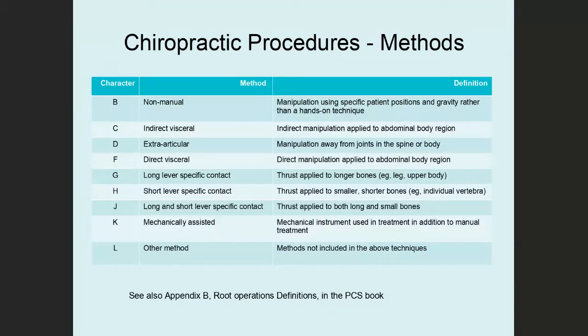So here are the methods used for chiropractic. These are also different than osteopathy. So you have non-manual, indirect visceral, extra-articular, direct visceral, long lever specific contact, short lever specific contact, long and short, mechanical assisted, and other. And again, if you look at the Appendix B, you'll see definitions of these with examples.